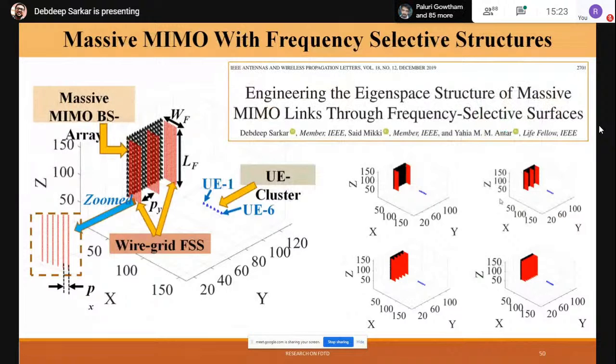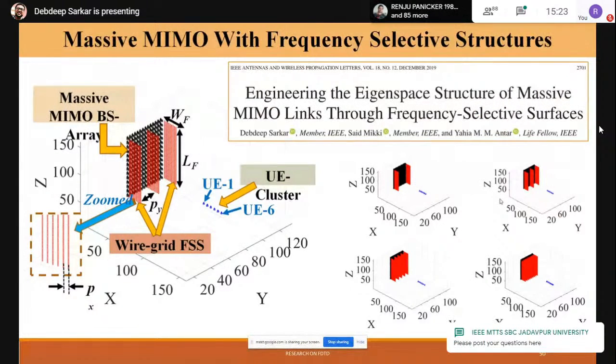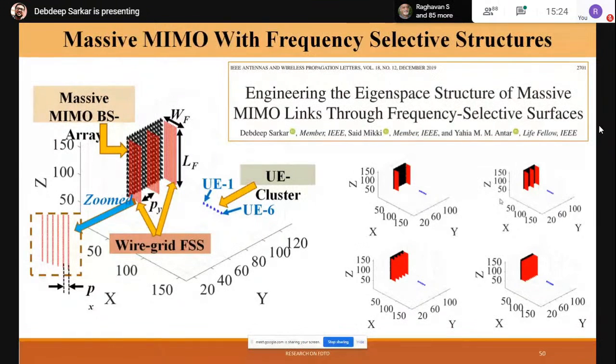Later on, I used that framework to work with a particular system where we have massive MIMO with frequency selective structures. Frequency selective structures we can model using wire grid FSS kind of systems. I will not go into too many details on this because time is limited.